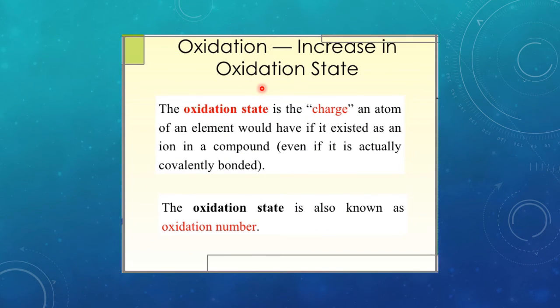Now, oxidation, increase in oxidation state. So what is it? The oxidation state is also known as oxidation number. But what is actually the oxidation state? It is the charge an atom of an element would have if it existed as an ion in a compound, even if it is actually covalently bonded. As I have shown you in magnesium chloride, magnesium has +2 charge, whereas chlorine has -1 charge.